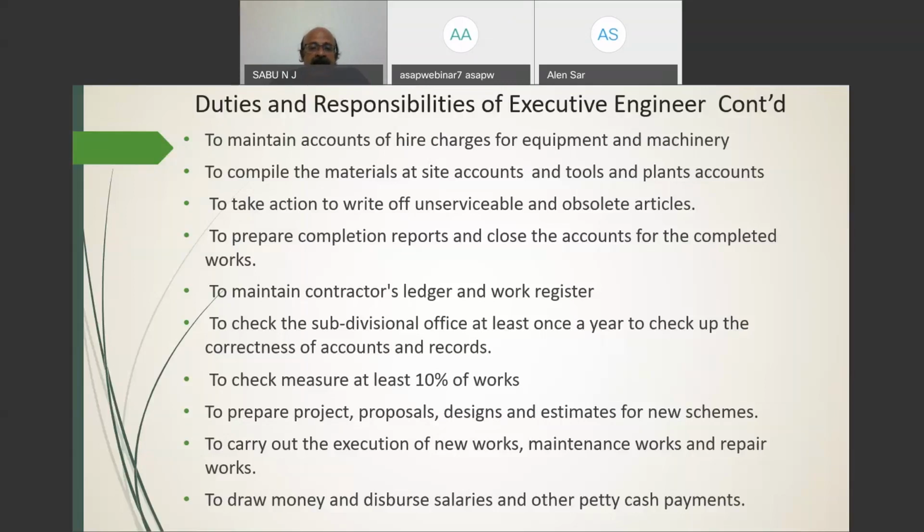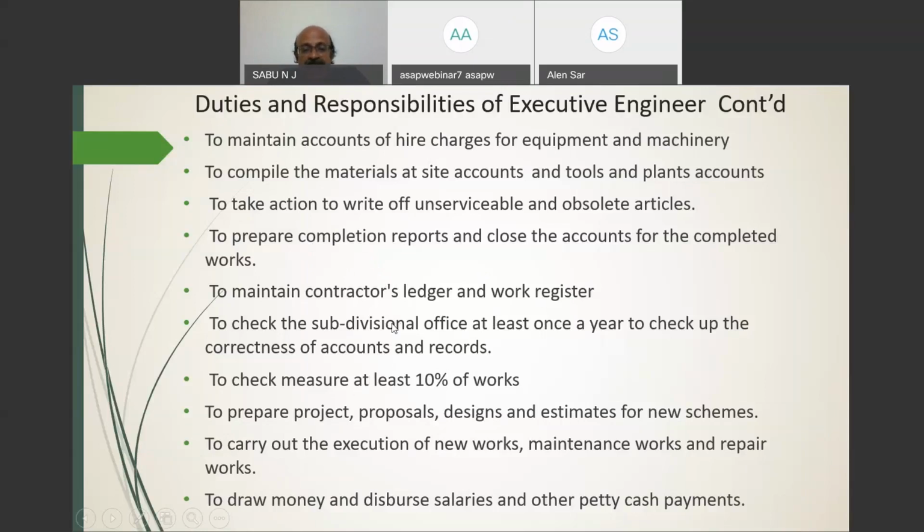These are the other points that must be discharged by the executive engineer. Preparation of the completion reports and maintaining contractors' ledgers and work registers will be discussed later, including what a contractor ledger and work register are.